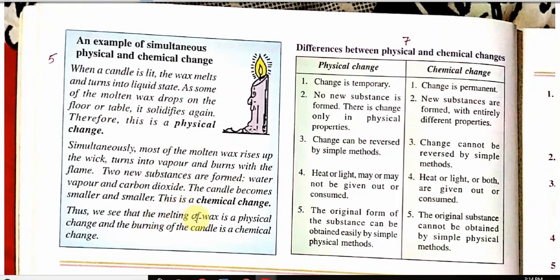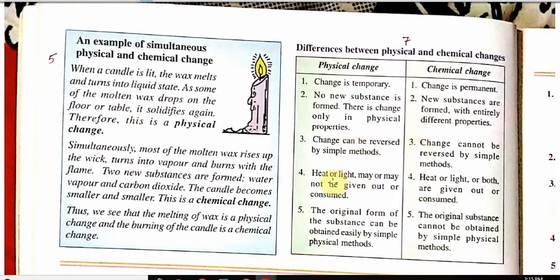So we can see that melting of wax is a physical change and burning of a candle is a chemical change. We can also see the difference between physical and chemical change. Physical changes are temporary and chemical changes are permanent. In physical change, no new substances are produced. In chemical change, new substances are produced. Physical change can be reversed. Chemical change cannot be reversed.